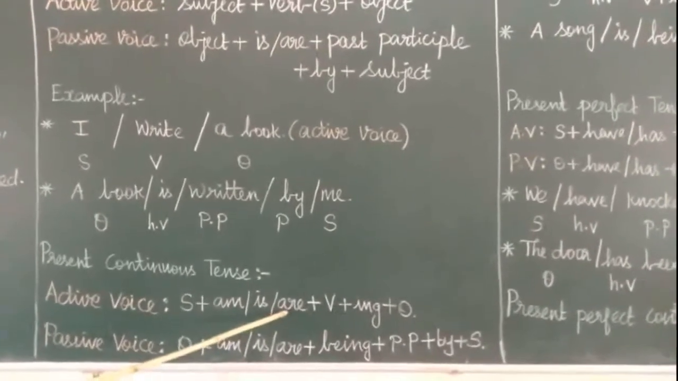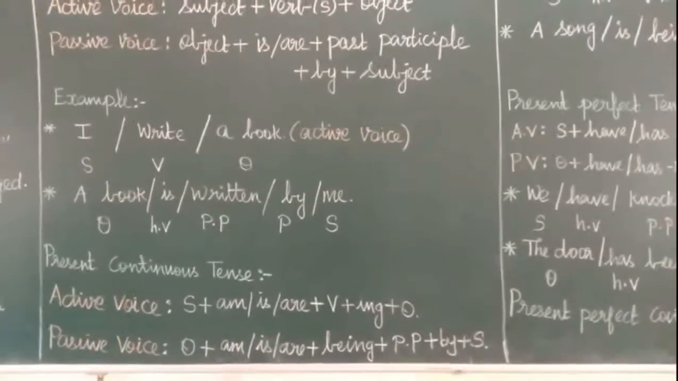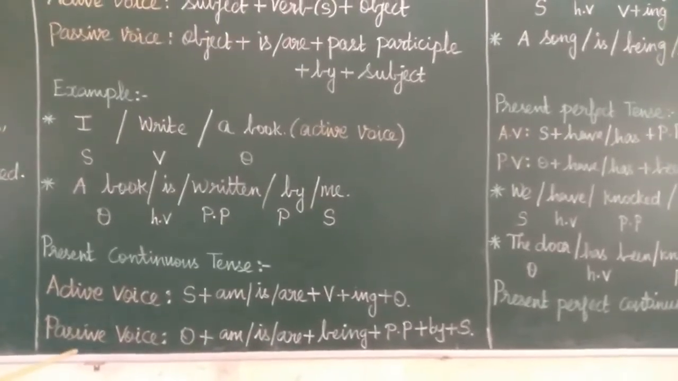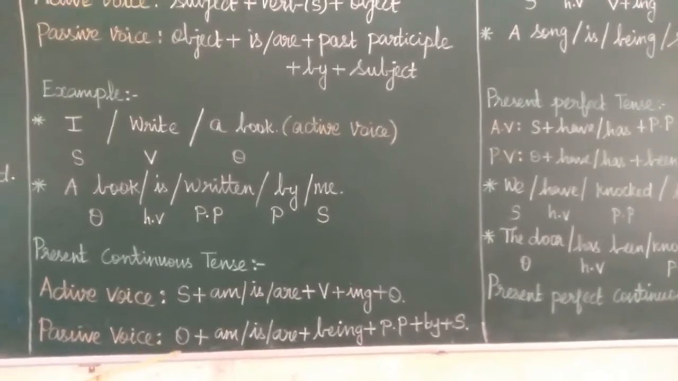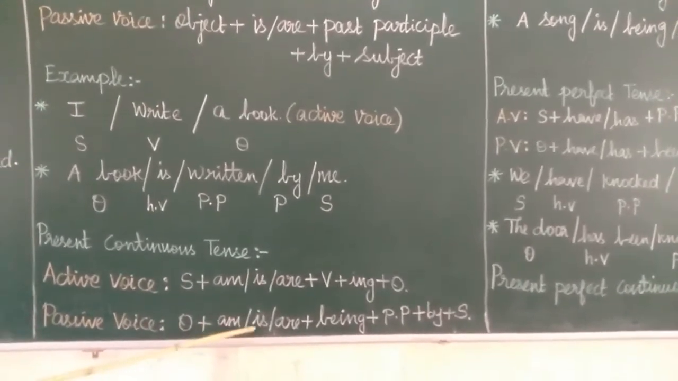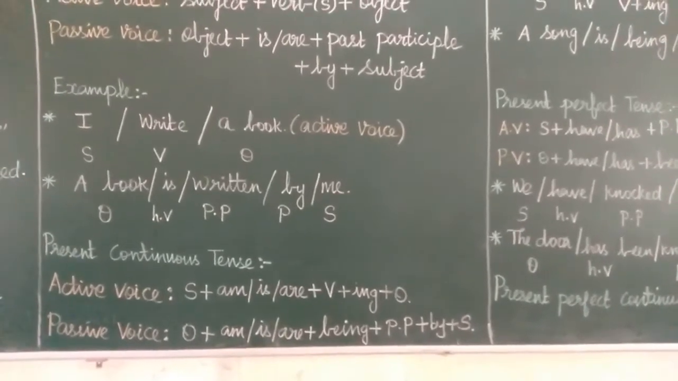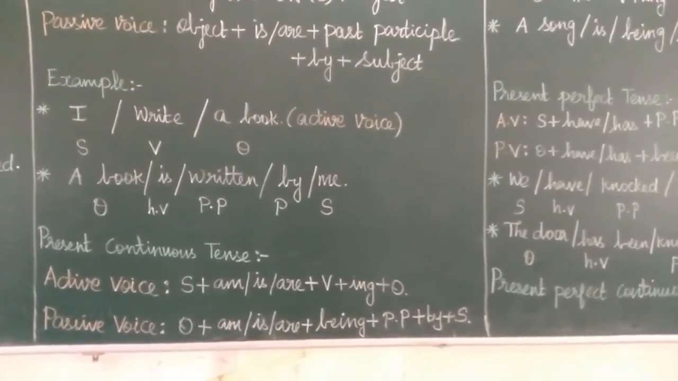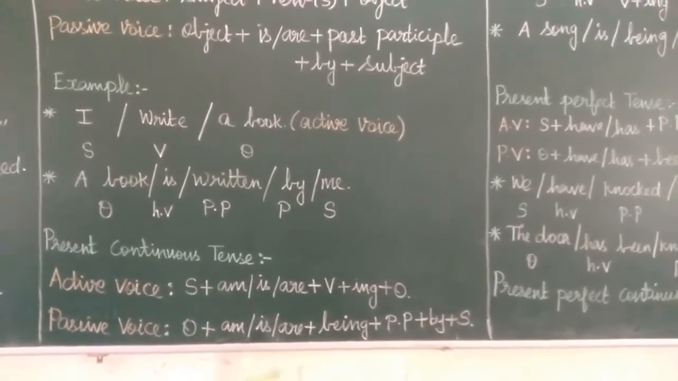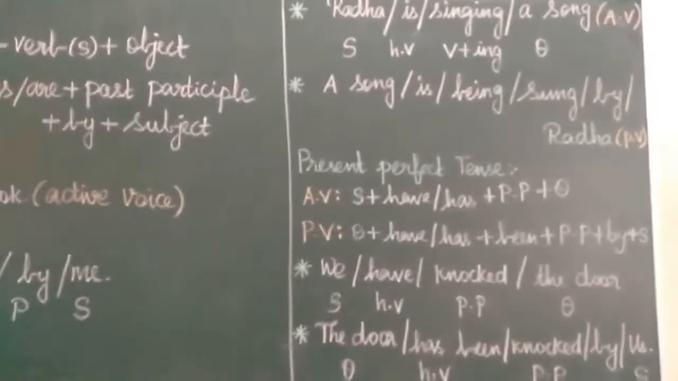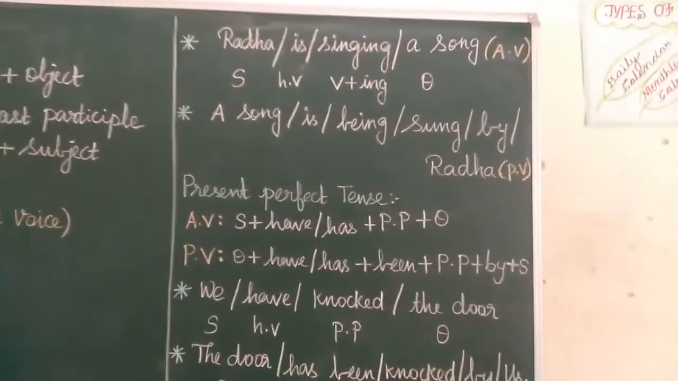have to add are. The next rule, the passive voice formula is object plus am or is or are plus being plus past participle plus by plus subject. The example is Radha is singing a song.